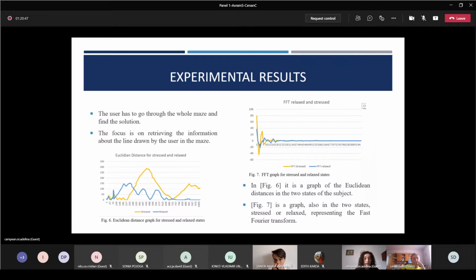In figure 7, the two graphs of the FFT are displayed representing the two user states. The one drawn with the blue line represents the relaxed state of the user, and the orange line represents the stressed state. As can be seen, the stressed one has higher values and bigger fluctuations because the line drawn by the user in a state of intense stress is much more imprecise and much longer compared to the relaxed case.